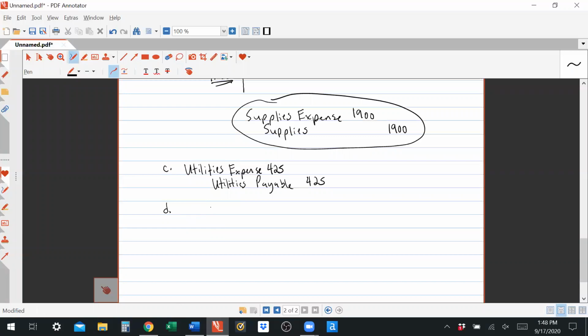They debited prepaid rent, credit cash. We pay the landlord $2,800 for the right to be able to occupy a space for 4 months. Have we incurred an expense yet as of the beginning? Nope, we haven't incurred an expense because we haven't derived the benefit from using an asset yet. We haven't derived the benefit from occupying the space because it's at the beginning.